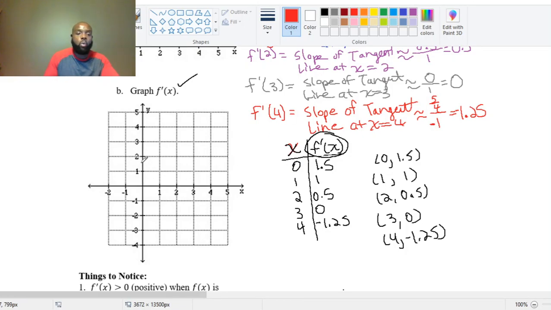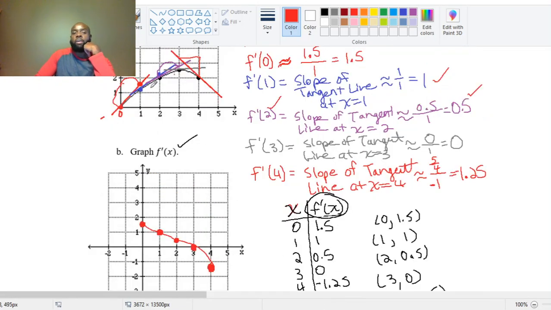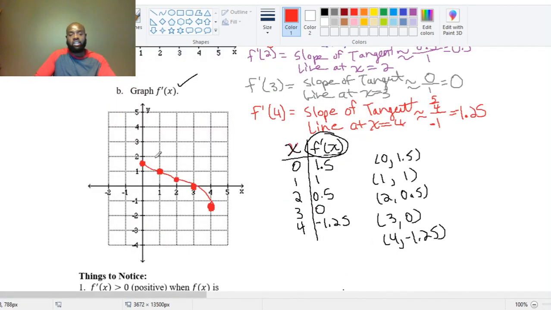I have (0, 1.5), (1, 1), (2, 0.5), (3, 0), and then (4, -1.25). And so I get a graph that's a little curvy, and it looks something like that, all right? And so this is our derivative function. So we went from a curvy function that looked like this to a derivative function that looks like this.